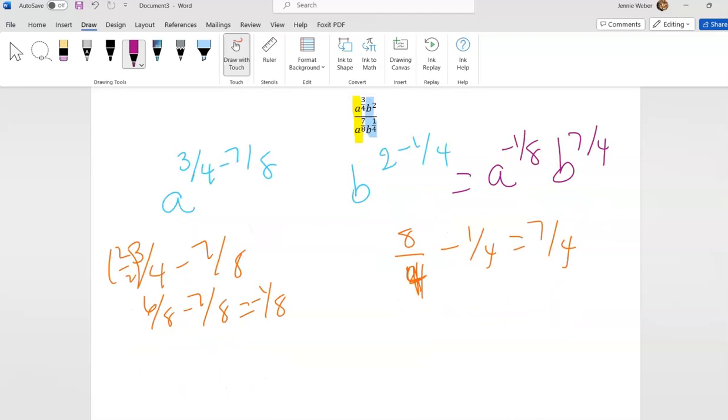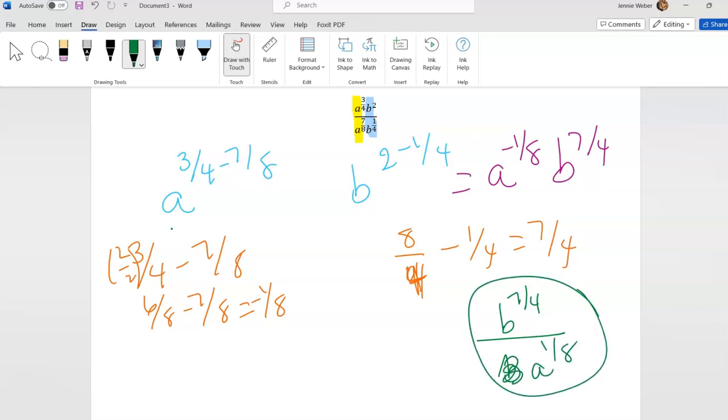But this, they'll always tell you, put it with all positive exponents. So we're going to rewrite a little bit. We'll leave that 7/4 up there in the numerator, and we'll put that A to the 1/8 in the denominator. So then this is our final answer.